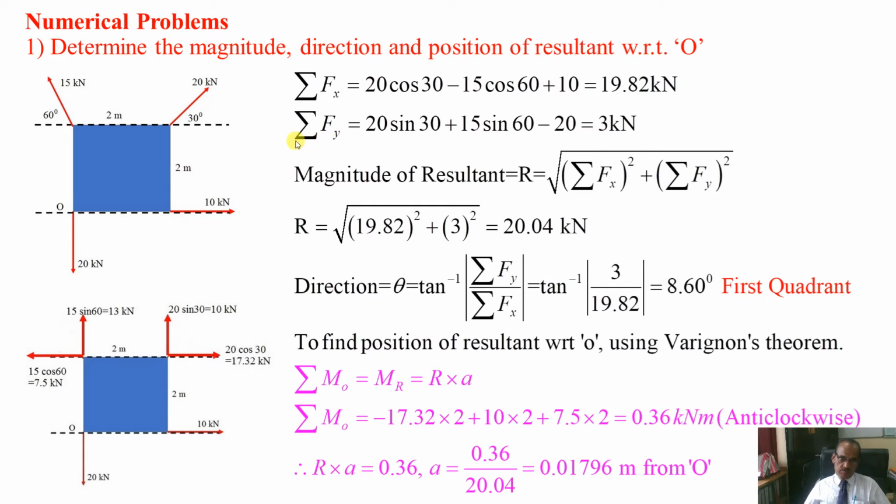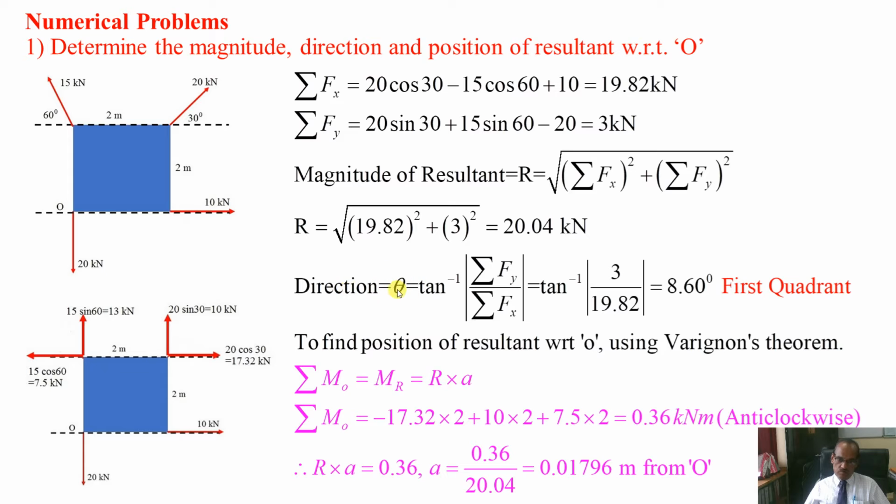Now let us take summation of Fy, that is equal to 20 sine 30, upward and that's why it is positive, 15 sine 60, upward and that's why it is positive, and this 20 kilonewton downwards and that's why it is negative. So if you calculate this total, you will get summation of Fy is 3 kilonewton, and hence you will get R equals under root of Fx square plus Fy square. If you substitute Fx and Fy, R equals under root of 19.82 square plus 3 square, so the magnitude of the resultant is 20.04 kilonewton.